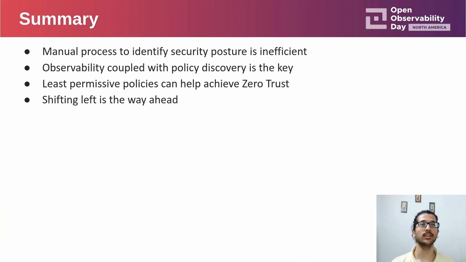So to summarize, it is not only inefficient to manually derive security posture, but also has a high chance of missing important logs. Observability, coupled with a policy discovery engine, can provide a seamless DevSecOps setting. Least permissive policies can help achieve zero trust. Observing application behavior during testing can help in identifying runtime attack in the early phase of development. And shifting left is the way ahead.